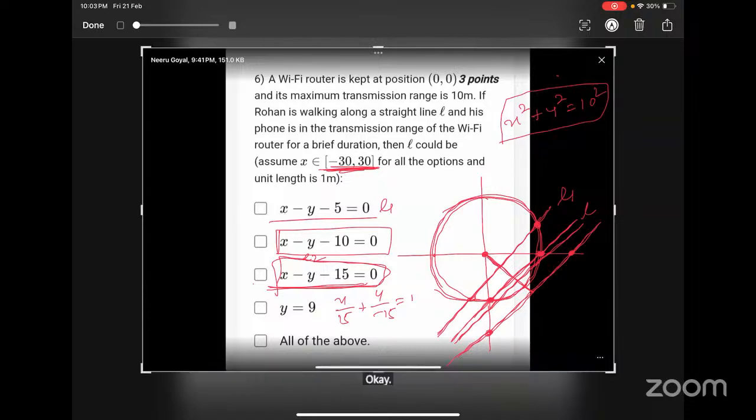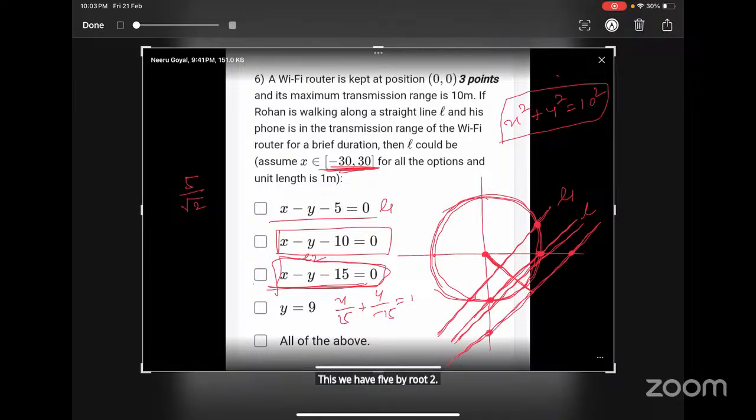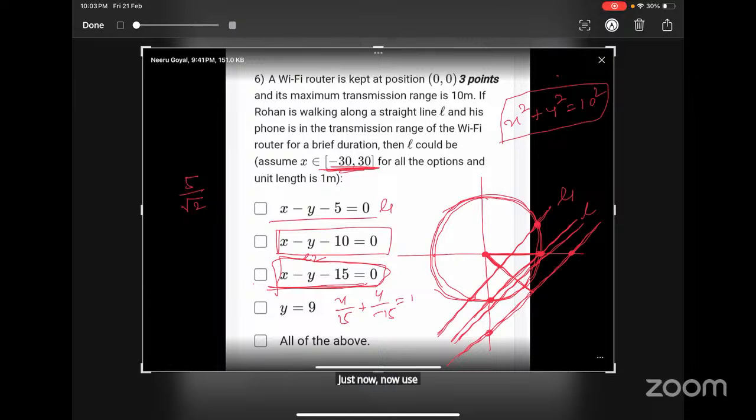Yes, this is the perpendicular distance from the origin, 5 by root 2. Now use the radius, which is 10. You can apply the Pythagoras here: 10 square minus the square of 5 by root 2 will give you half of the chord. This we have as 5 by root 2, this we know as 10. That is the perpendicular distance. Now you know the radius is 10, so you can apply the Pythagoras here.